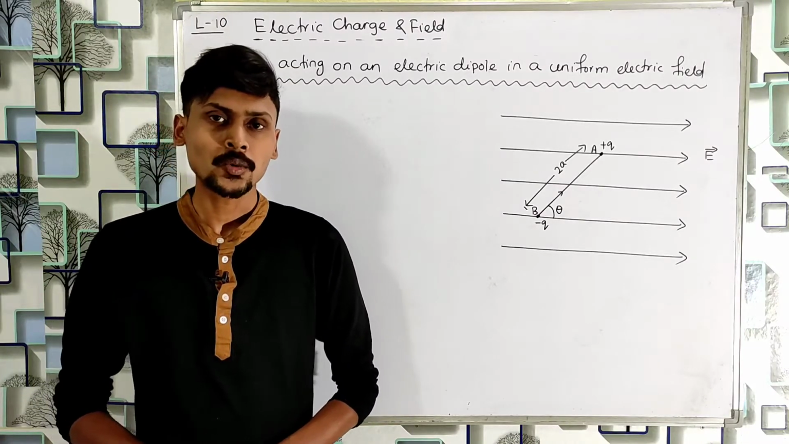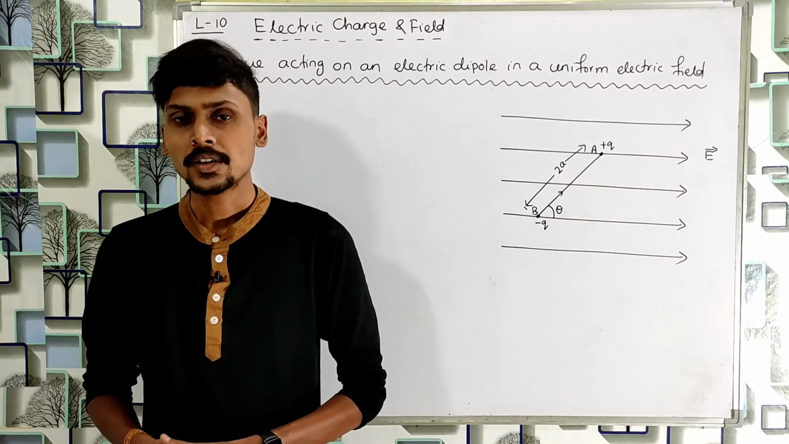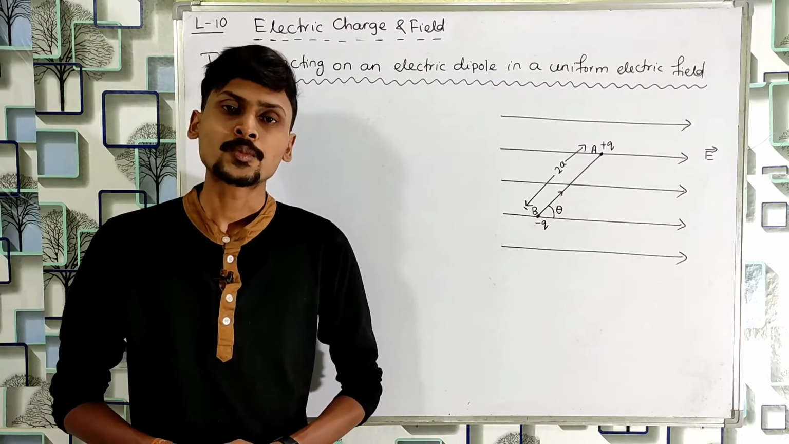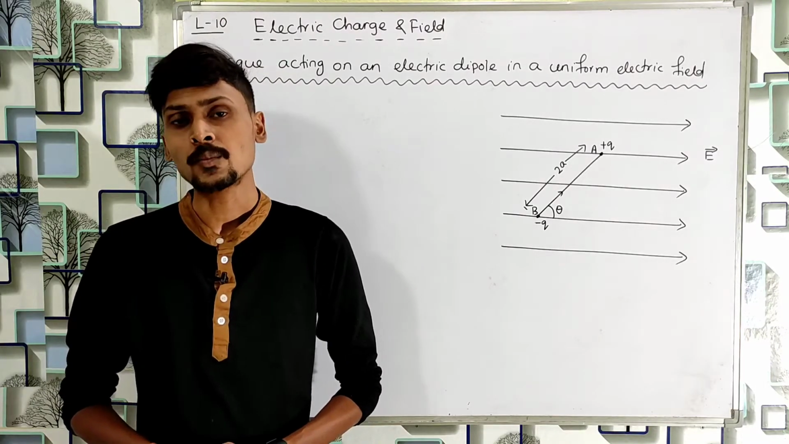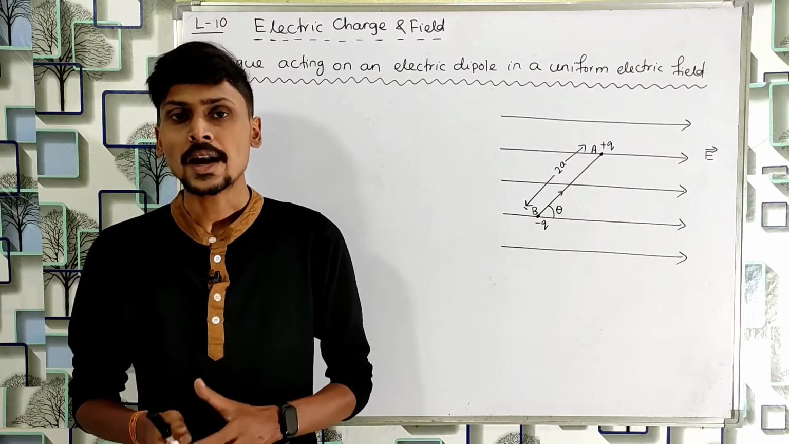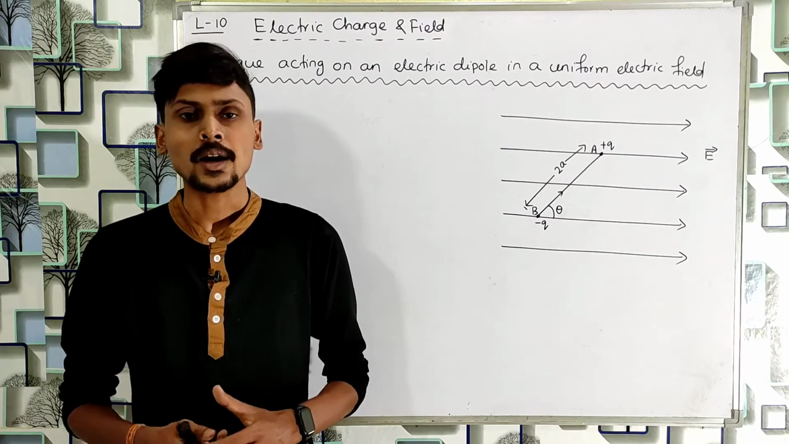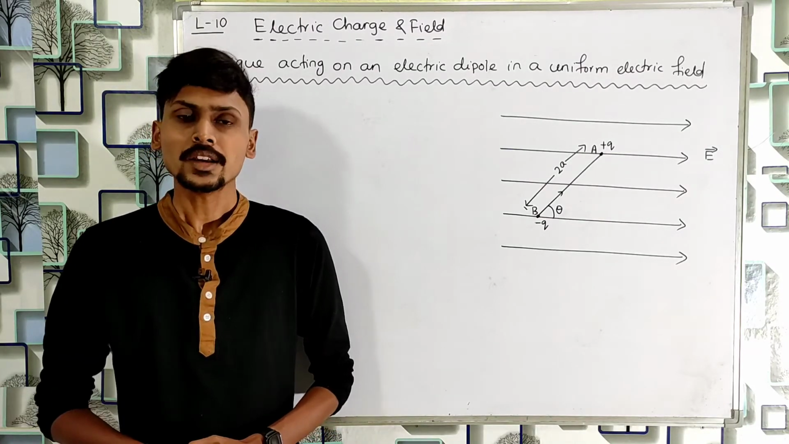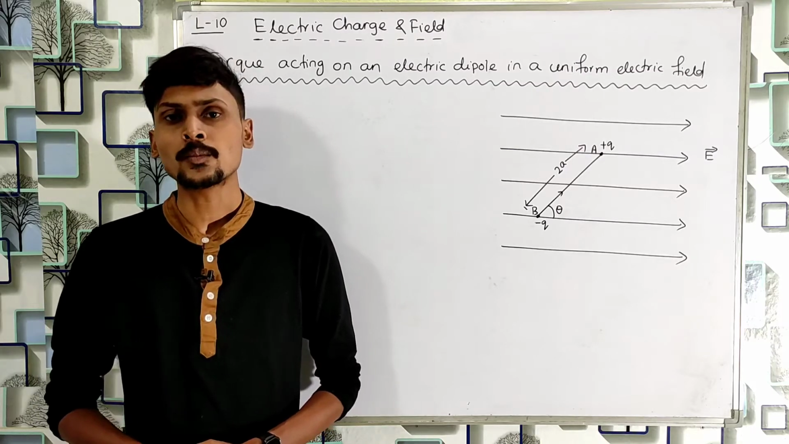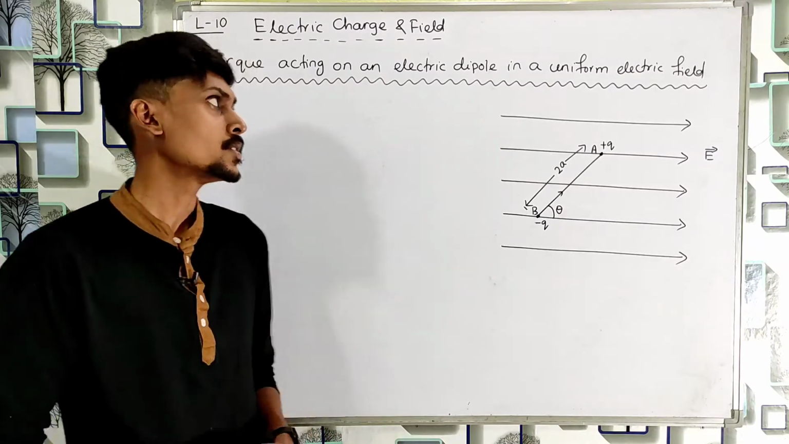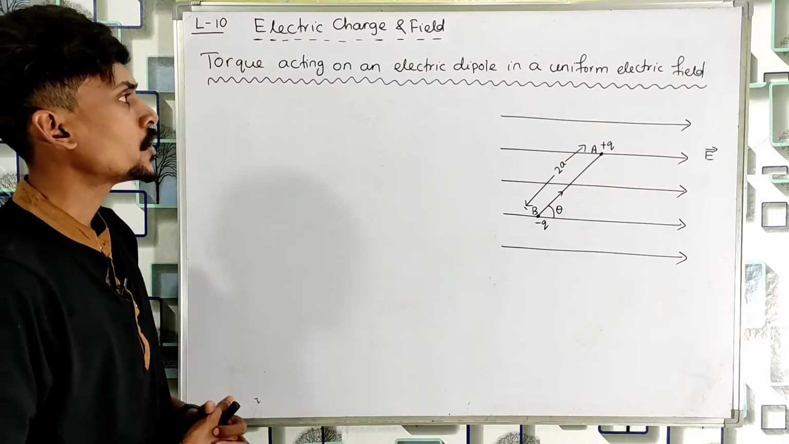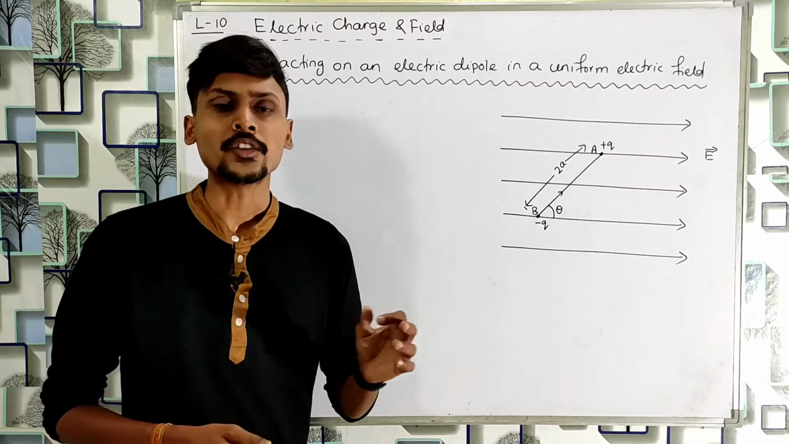In the previous lecture, we had discussed electric dipole moment and the expression for electric field due to a dipole at its axial point, at the equatorial point and at any arbitrary point. Today, in this lecture, we will discuss another important topic: the torque acting on an electric dipole in a uniform electric field.